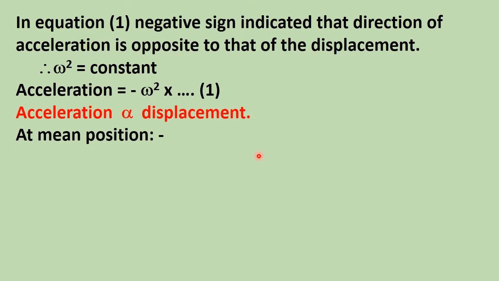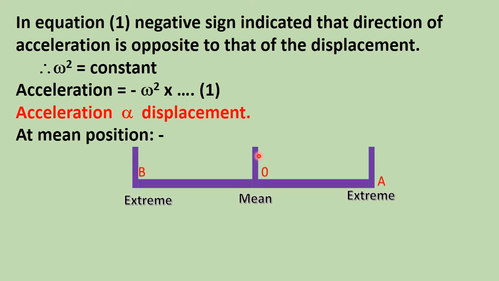Now we calculate the acceleration of the particle at different positions. First of all, we calculate the acceleration of the particle at the mean position. In the figure, AB is the path of simple harmonic motion, and O is known as the mean position. This position is also known as the equilibrium position. A and B are known as the extreme positions of the particle.